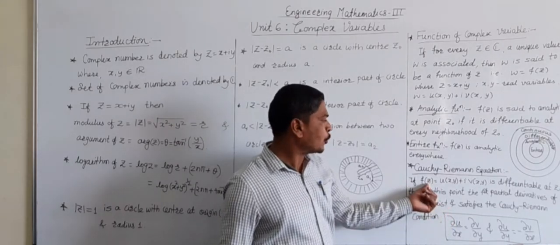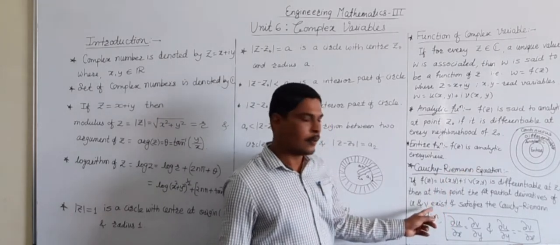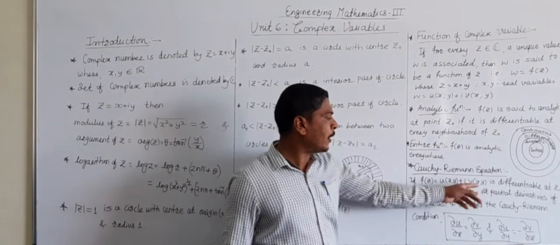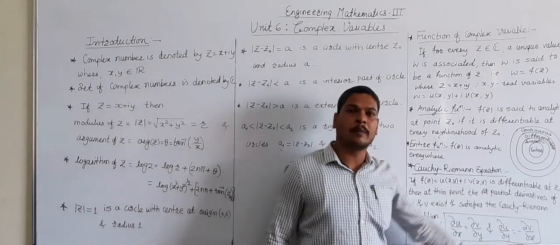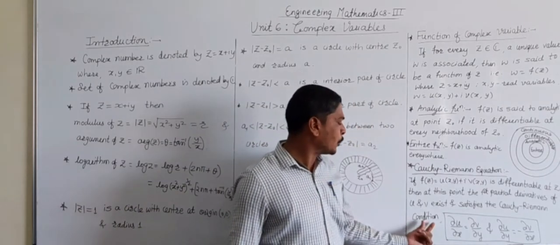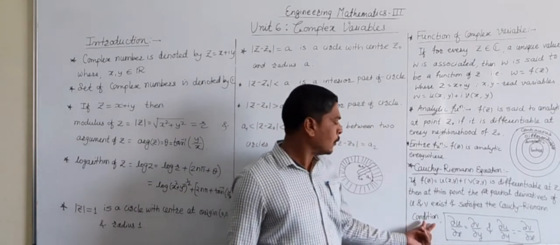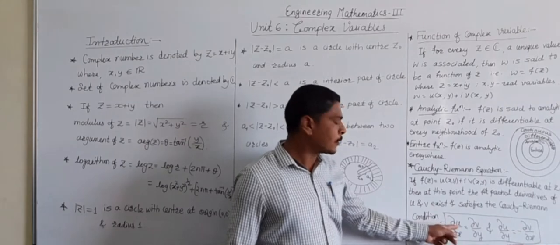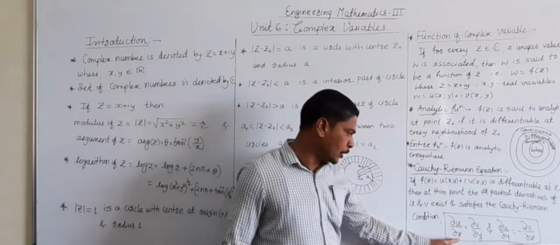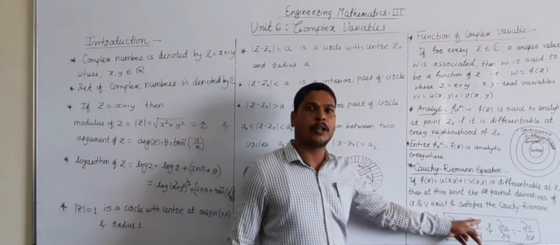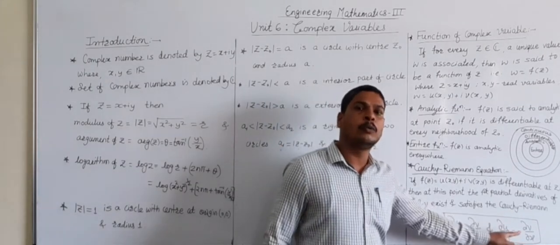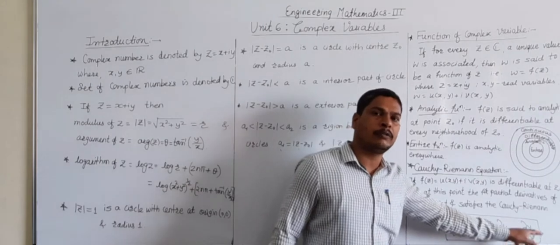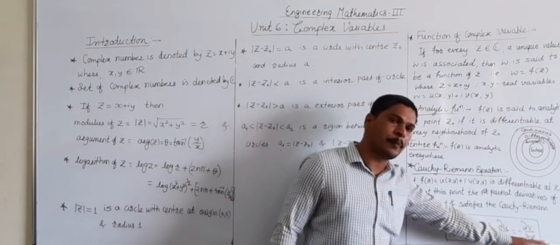Okay, if this function is differentiable at z, then the first derivatives of u and v exist and satisfy the Cauchy-Riemann equation, or Cauchy-Riemann condition. This condition becomes: partial derivative of u with respect to x is equal to partial derivative of v with respect to y, and partial derivative of u with respect to y becomes minus partial derivative of v with respect to x.